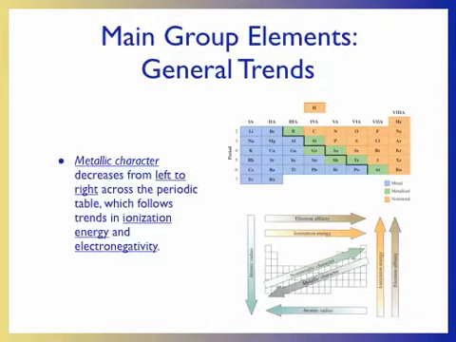As we look at the properties of the main group elements, we will see how metallic character changes as we go across a row in the periodic table.